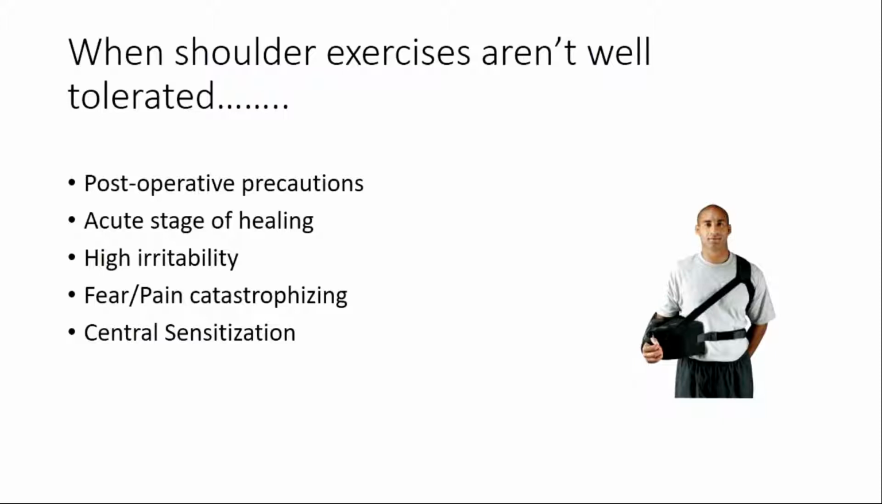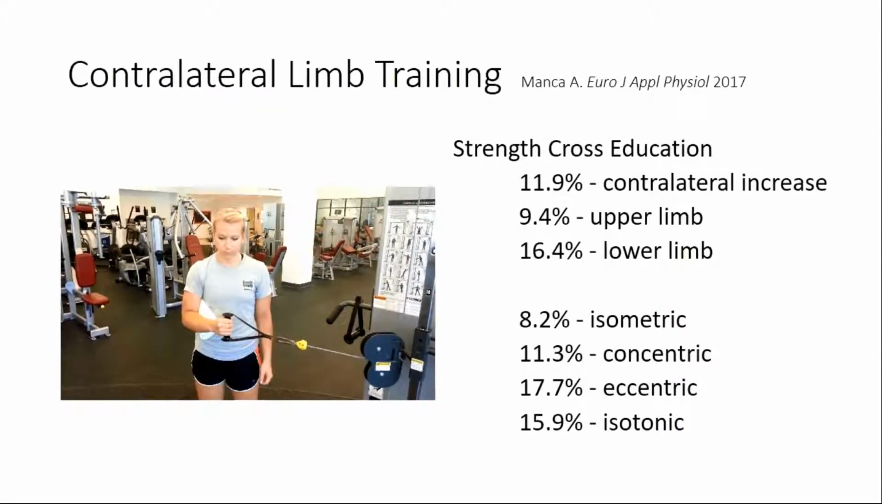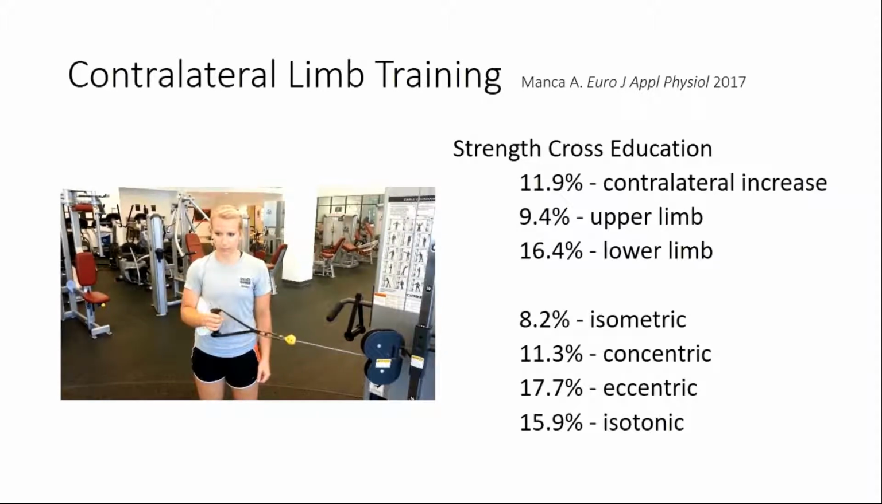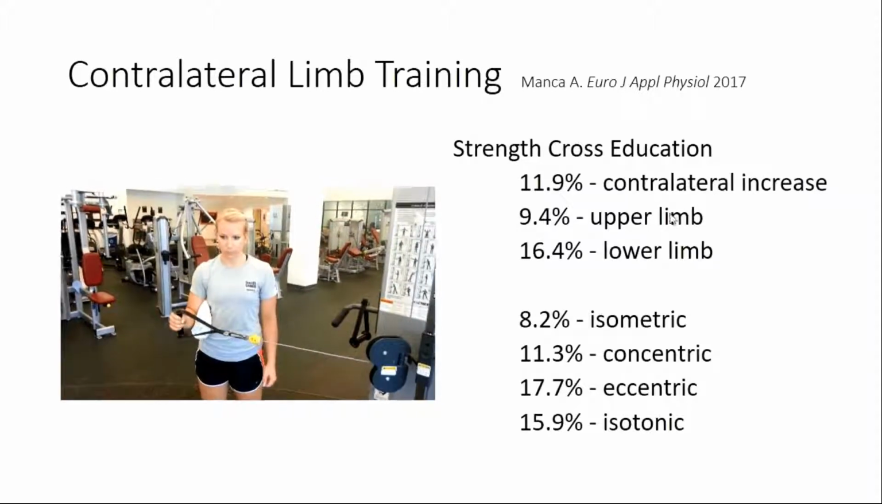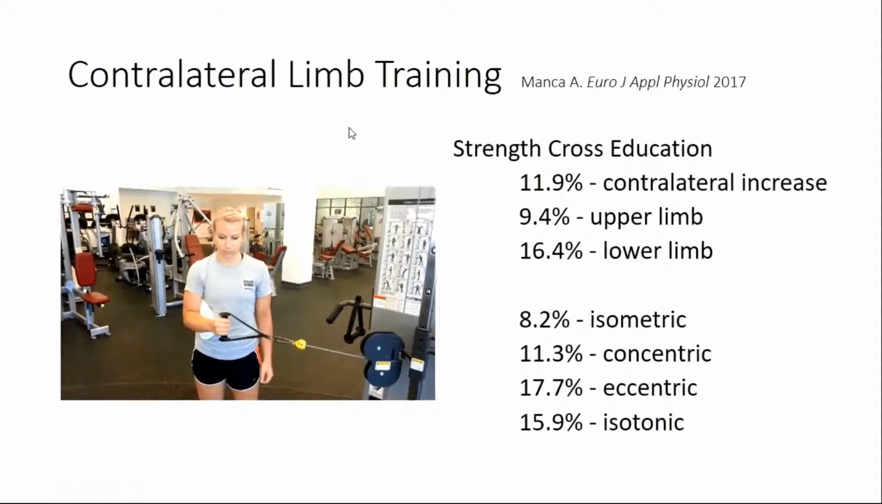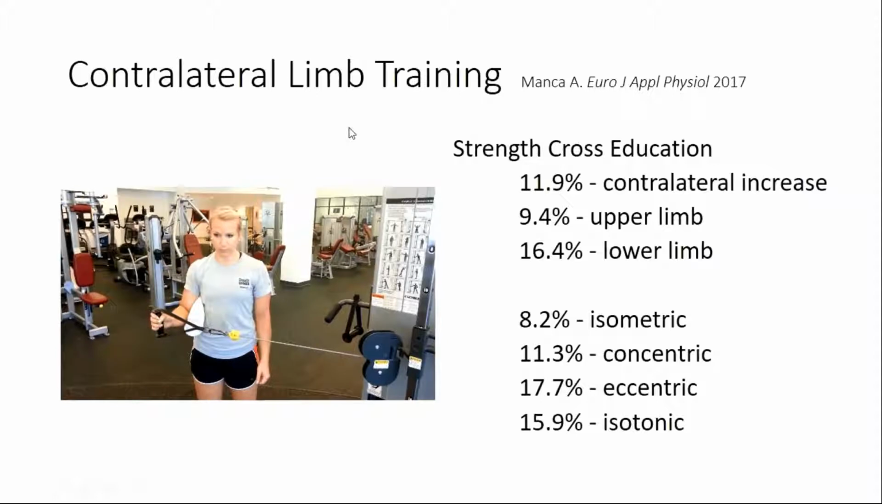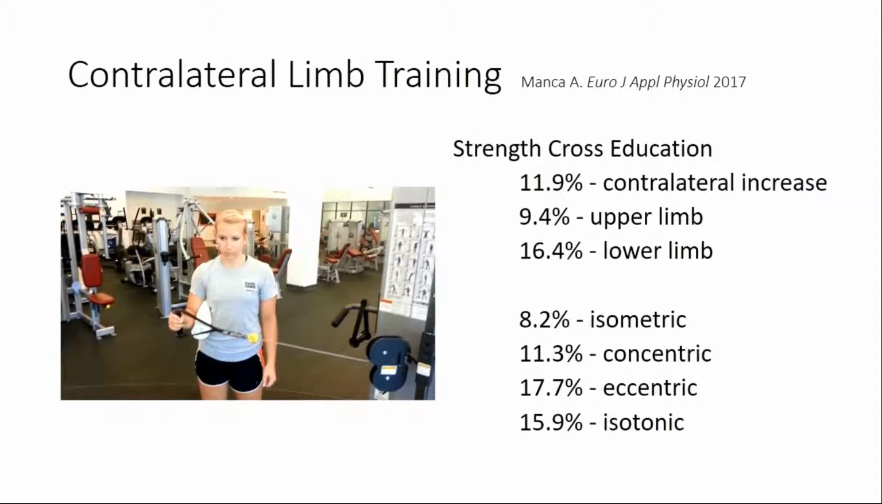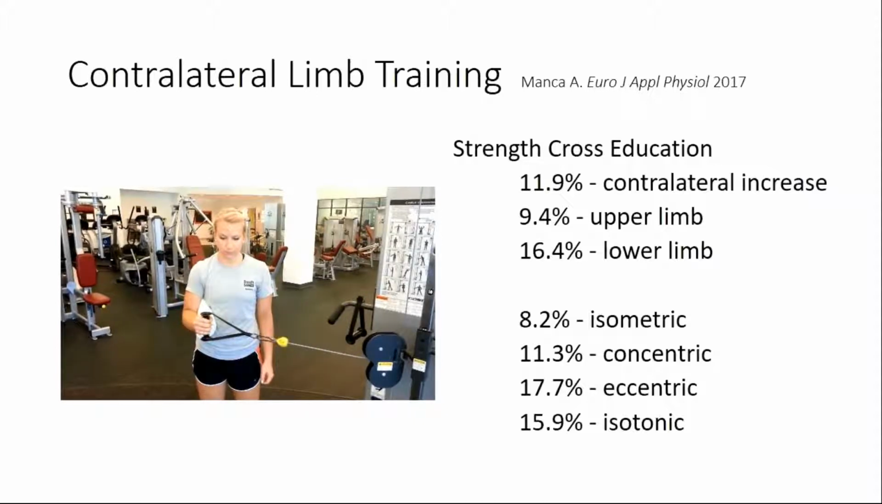And there's quite a bit of evidence out there. The first is contralateral limb training. So just going to the other side and targeting the other limb. In this case, for example, her left shoulder is the involved shoulder. It's the one that's injured or painful. And so we just simply give her a whole host of shoulder exercises with the right shoulder. There's going to be a fairly decent amount of carryover.